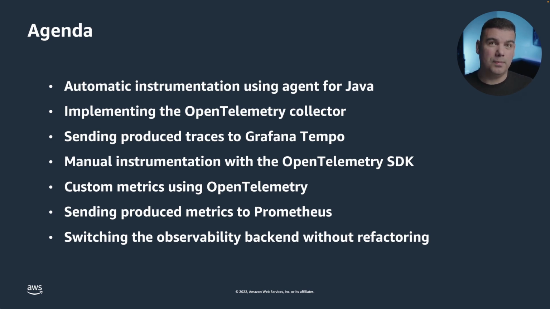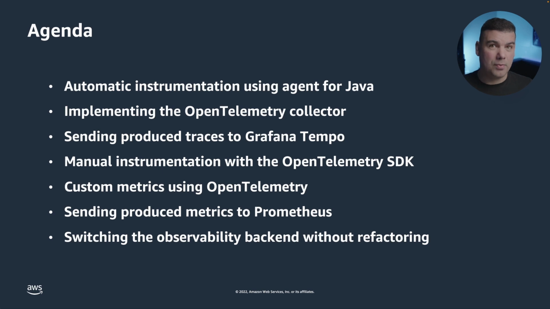Then I'm going to show you how to implement the OpenTelemetry collector. This is a key component of the OpenTelemetry architecture that allows you to buffer, process, and send the generated telemetry data to compatible observability backends. I'm going to show you how to configure this OpenTelemetry collector to send the generated traces, for example, to a backend called Grafana Tempo, where we're going to be able to visualize those traces.